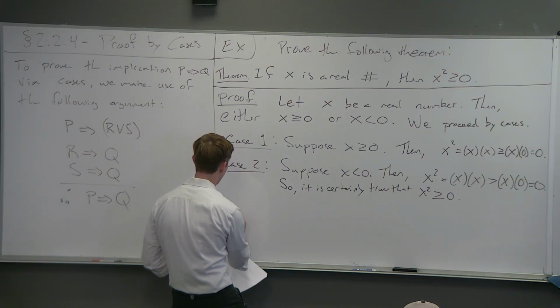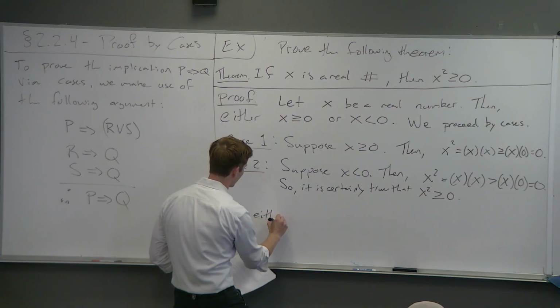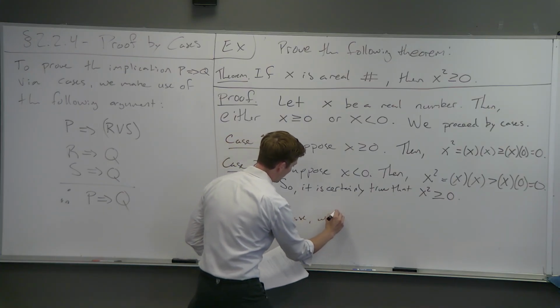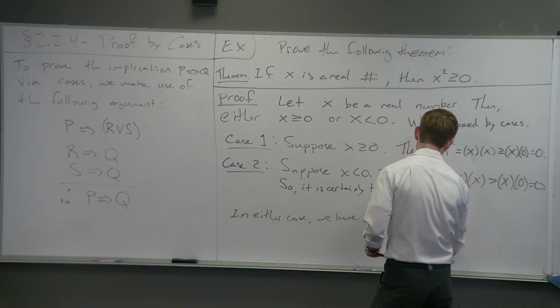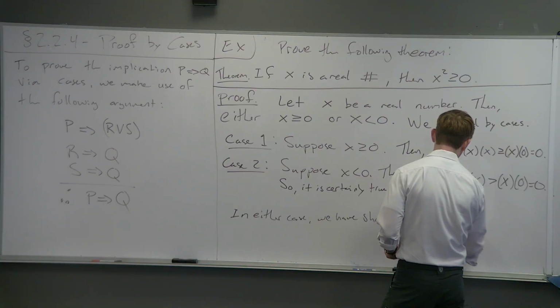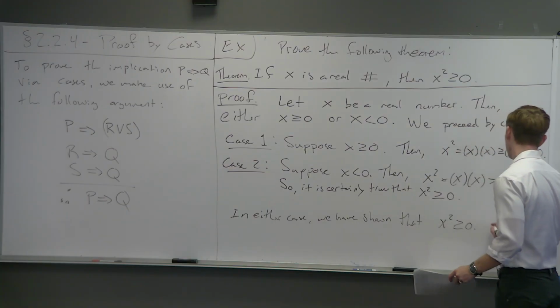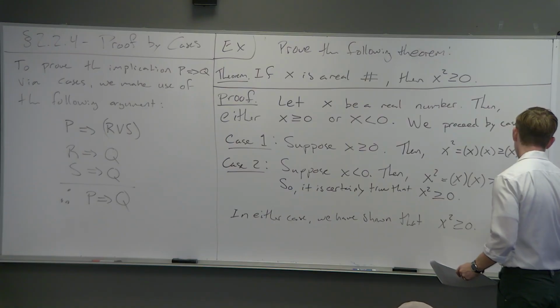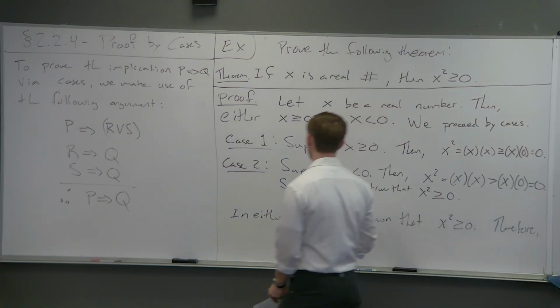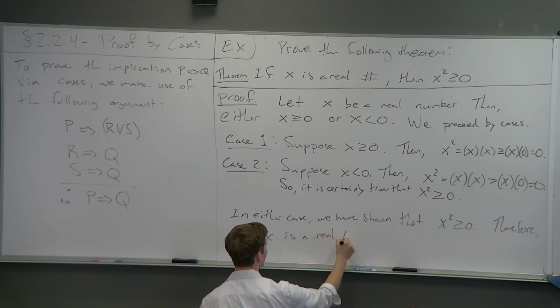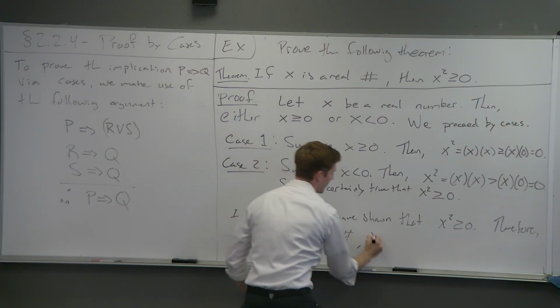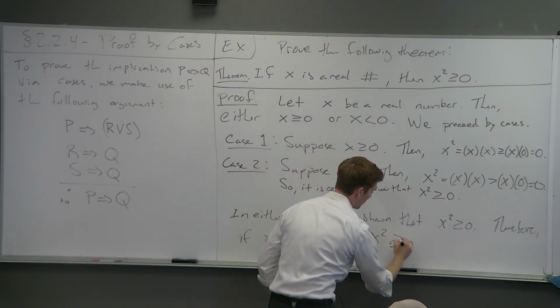Cool. So we may conclude, in either case, we have shown that x squared is greater than or equal to 0. Therefore, our conclusion: if x is a real number, x squared is greater than or equal to 0.